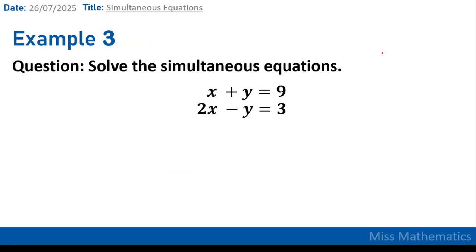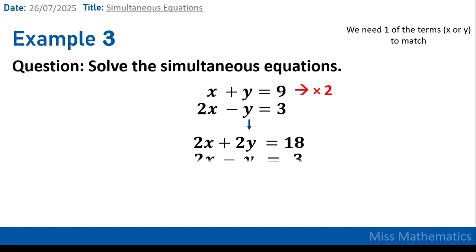Example 3. Here it gets a bit harder. x plus y equals 9 and 2x minus y equals 3. We still have to follow the same steps, so we need one of these to match. What we can do here is times everything in the first equation by 2, so we can get 2x plus 2y equals 18, and 2x minus y equals 3 stays the same. Now you can see that these two are the same, so they match up. This means that we can eliminate.